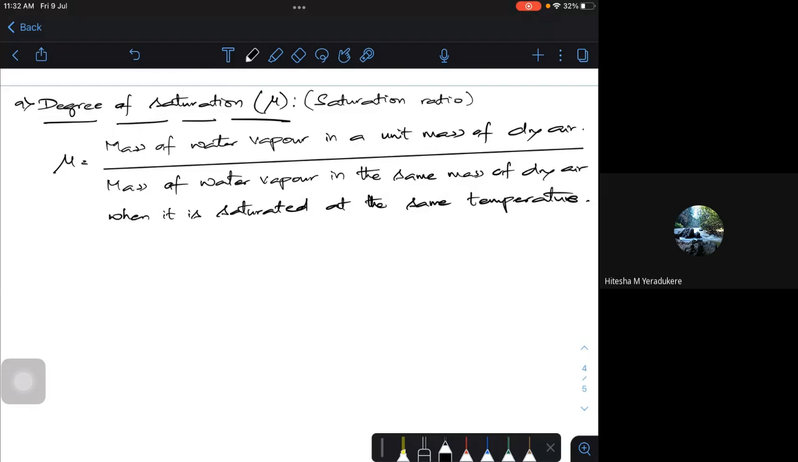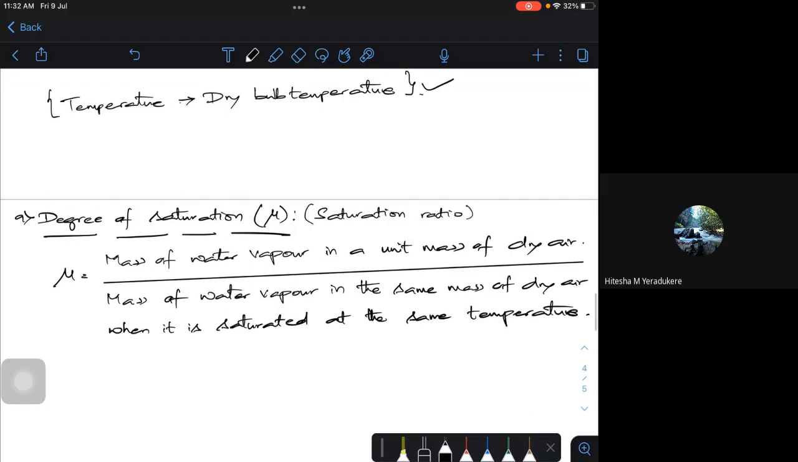Now it is also defined. If you closely look at it, this degree of saturation mu is also defined in terms of the specific humidity of air. If you closely look into it, it becomes the ratio of your specific humidities. Already we have defined what specific humidity is. It is the mass of water vapor per unit mass of dry air.